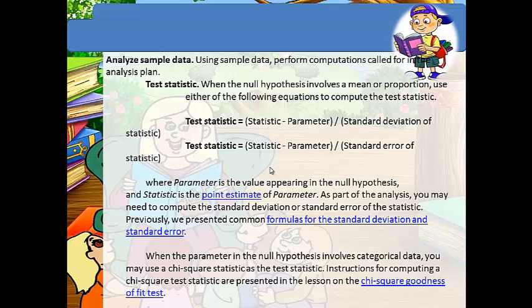As part of the analysis, you may need to compute the standard deviation or standard error of the statistic. Previously, we presented the common formulas for the standard deviation and standard error. When the parameter in the null hypothesis involves categorical data, you may use the chi-square statistic as the test statistic. Instructions for computing a chi-square statistic are presented in the lesson on the chi-square goodness of fit test.